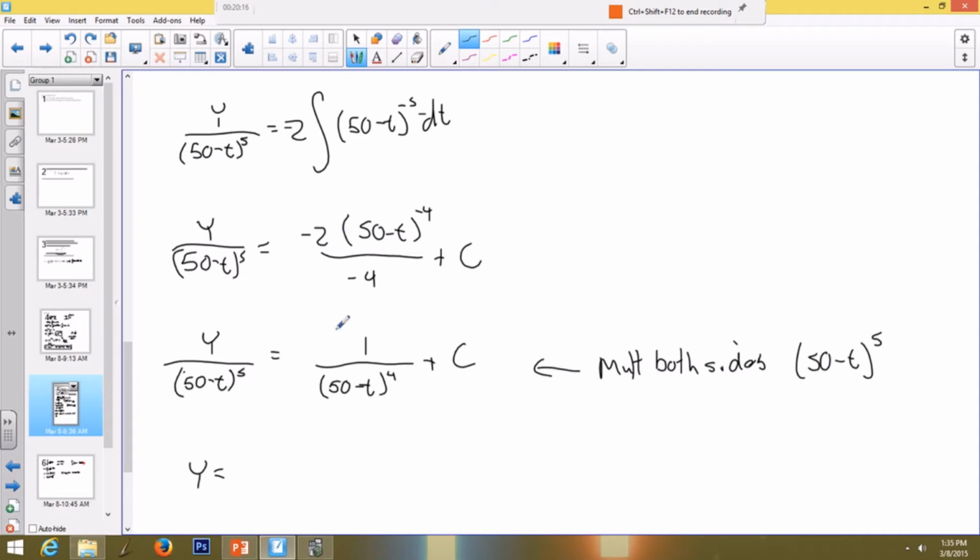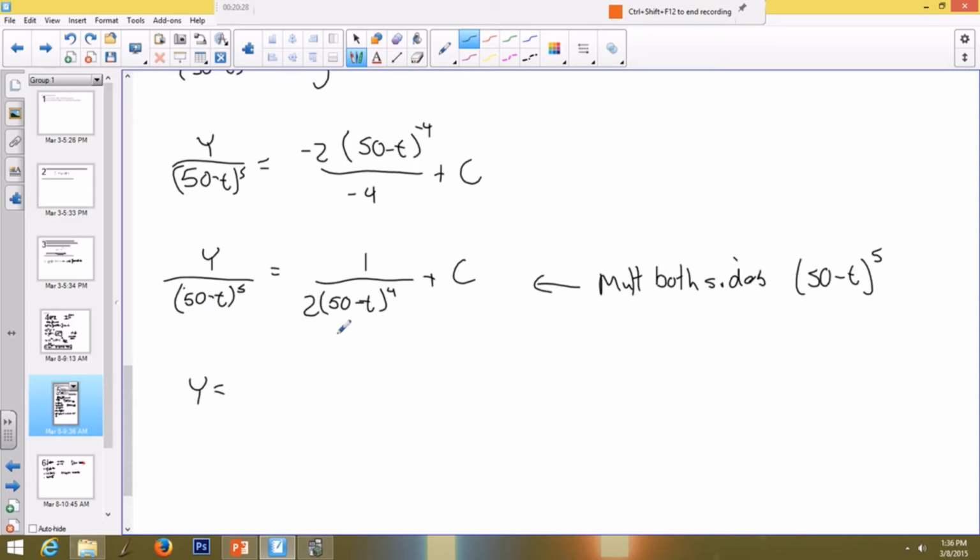And I did. That should be a 2. Sorry, because negative over a negative is a positive. 2 divided by 4 is a half, so I need that 2 on the bottom there. So that's good that I caught that. I'm sure somebody caught it out there. Anyway, back to this. Multiply both sides by this.